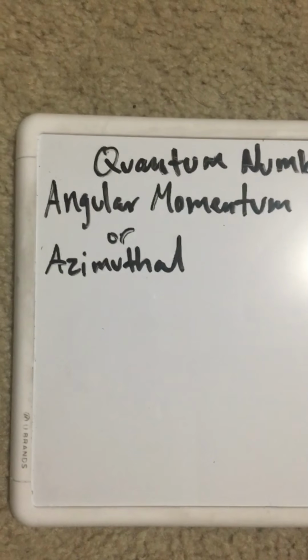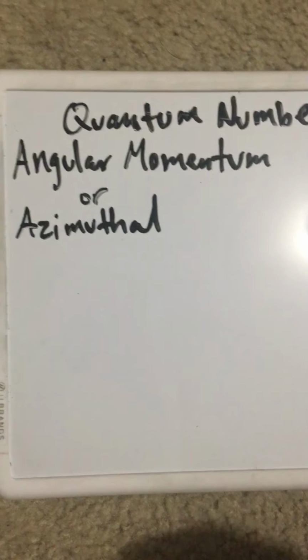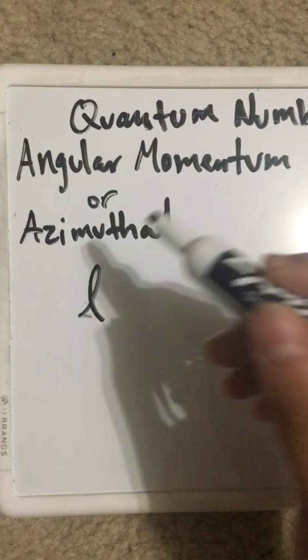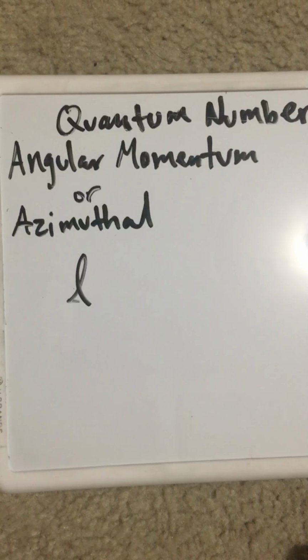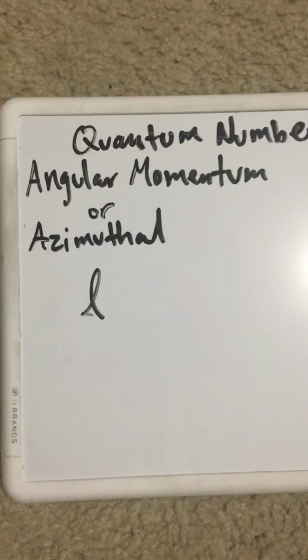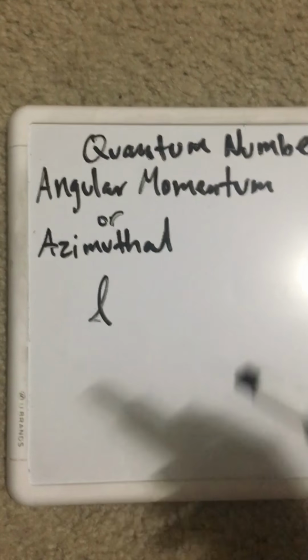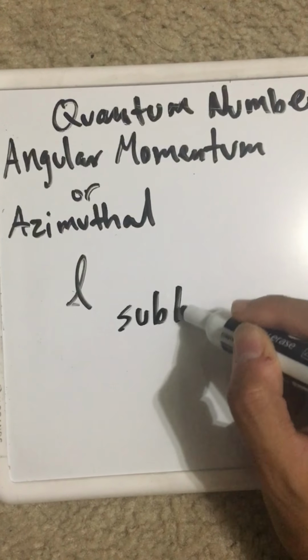The second quantum number is the angular momentum quantum number, or azimuthal quantum number. It is represented by the letter L. Either term is perfectly fine to use. And so this number tells us the shape of orbitals that are in the sublevel. So it tells us the sublevel.